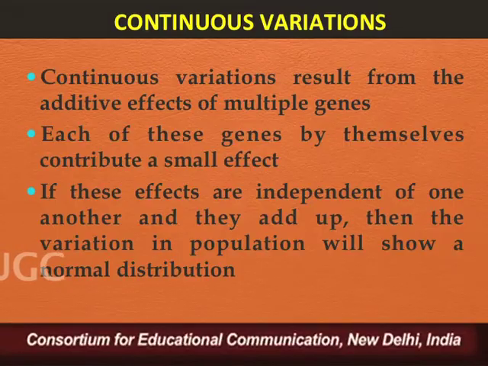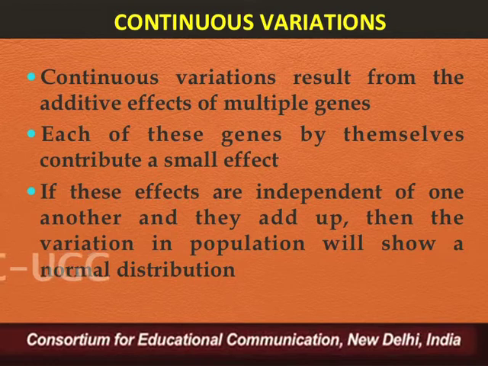Now, talking about the phenotypical aspect of variation, if we try to distinguish these variations, we can talk of variations as continuous variation or discontinuous variation. Continuous variations are those which usually are the result of the additive effect of multiple genes. Each of these genes by itself produces a small effect, but the cumulative effect of all these genes which lead to production of a phenotype is quite large.